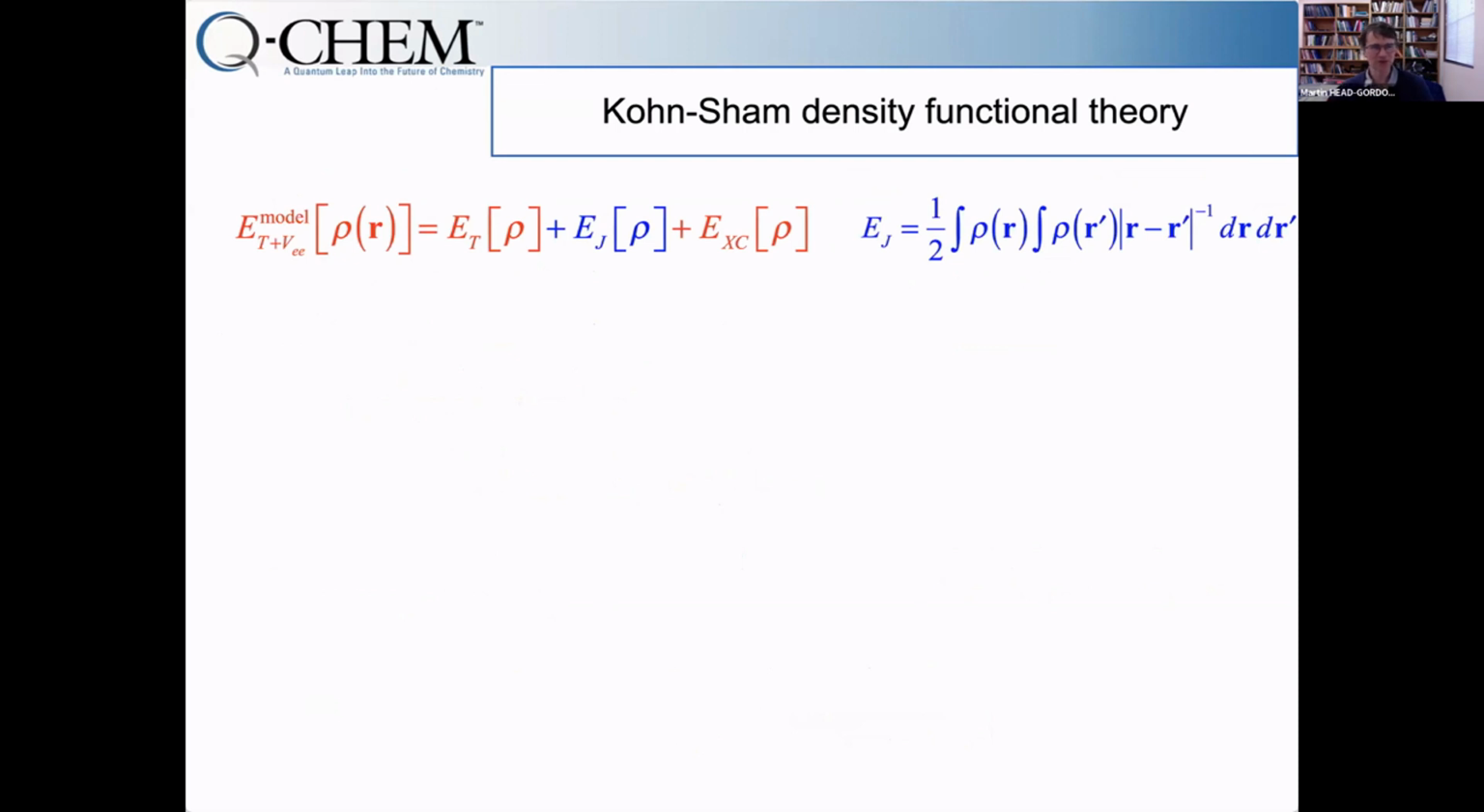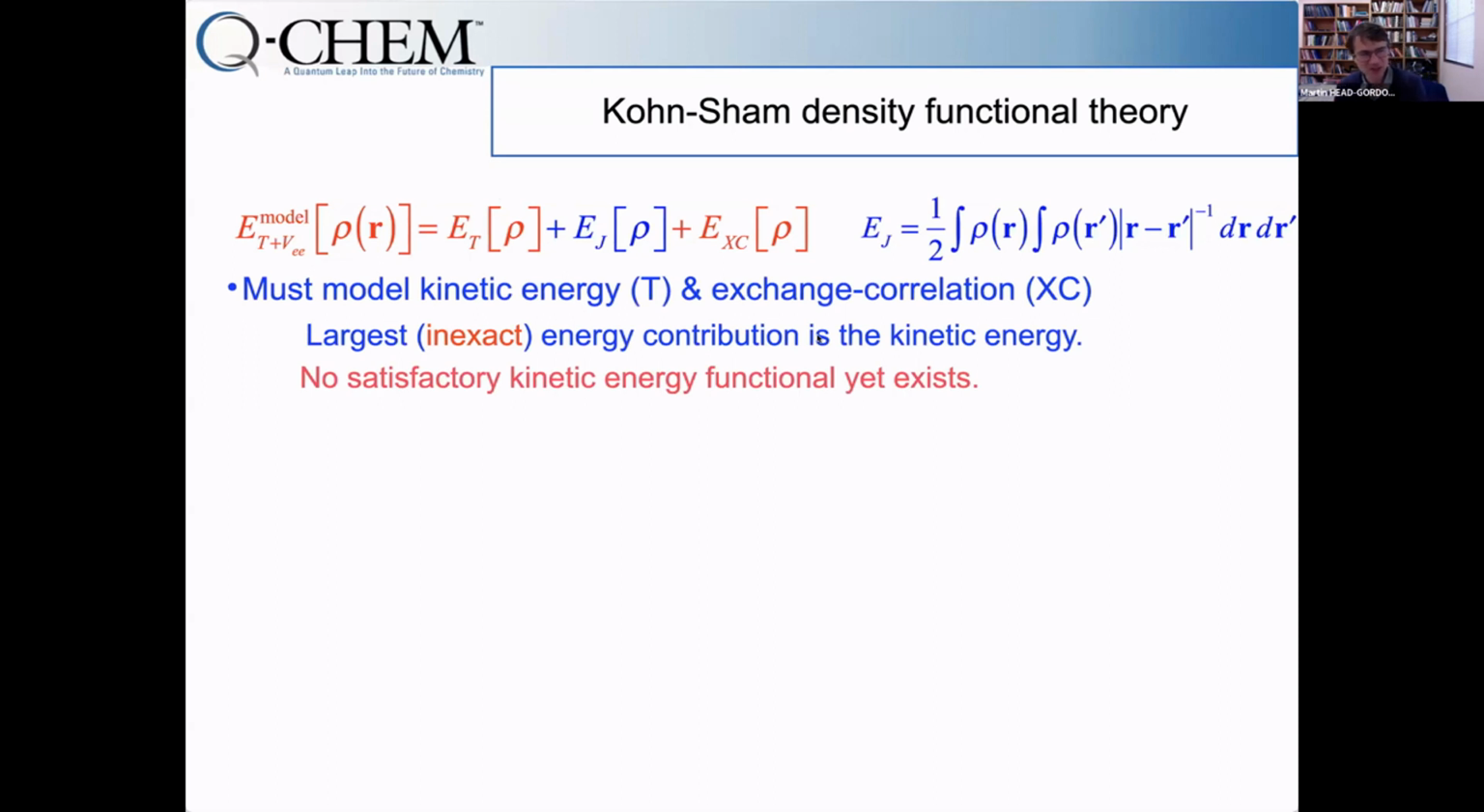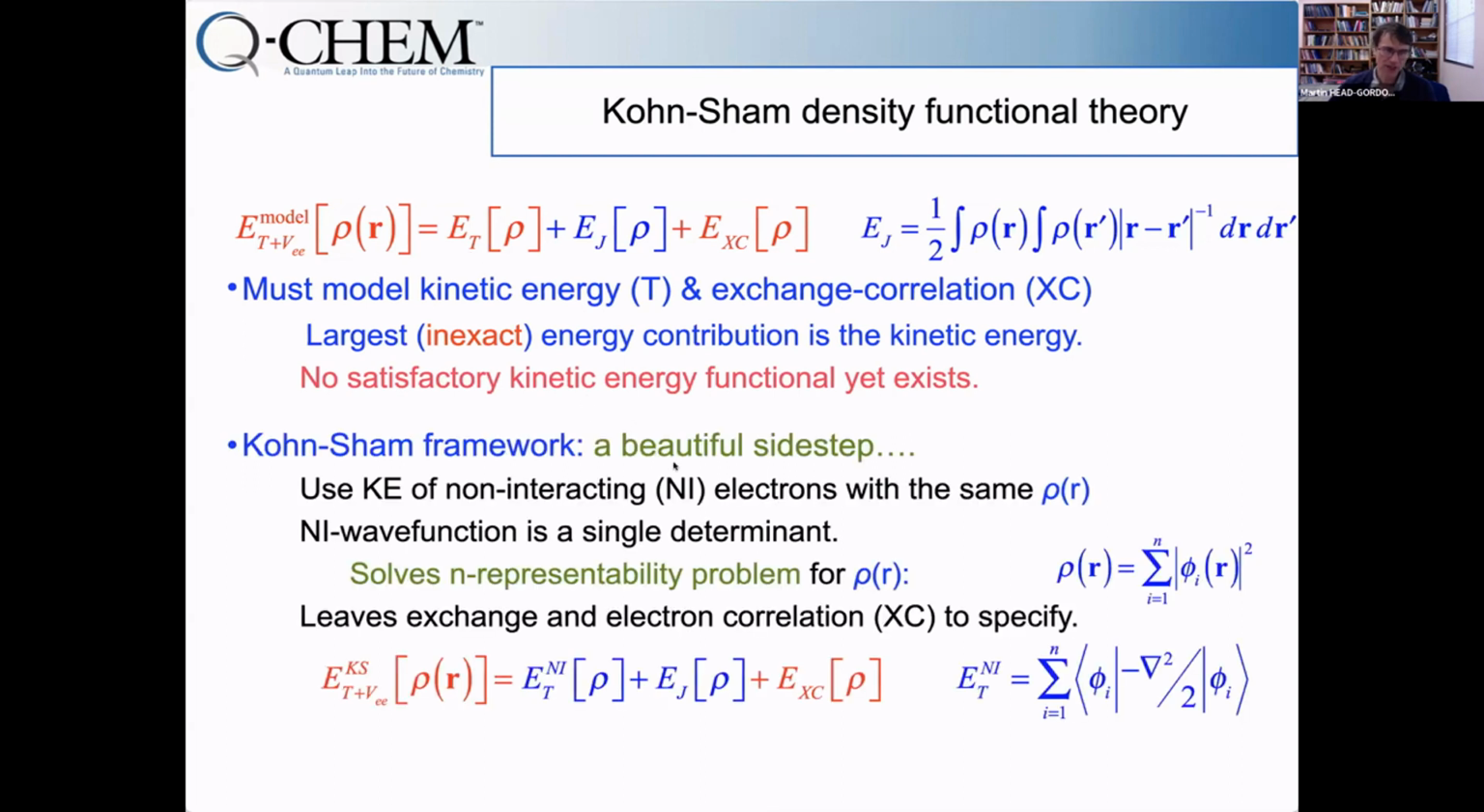The first piece of bad news, of course, is that the biggest piece of the energy that is not known exactly is in fact the kinetic energy. And there is no density functional yet that can do that, at least that can do that accurately enough. Therefore, all modern density functional theory abandons the search for a kinetic energy density functional in explicit form, and instead uses a reference system of non-interacting electrons, the Kohn-Sham reference. And this is where orbitals make their appearance into density functional theory.